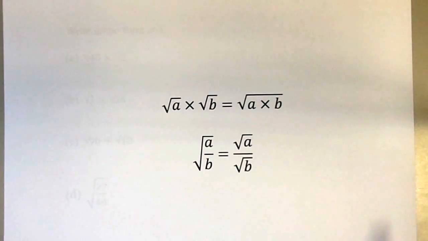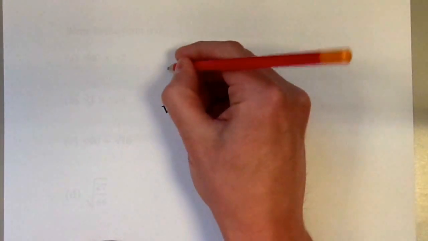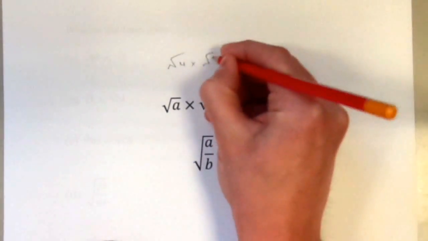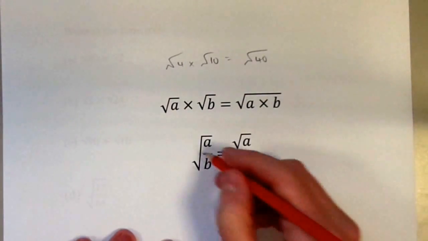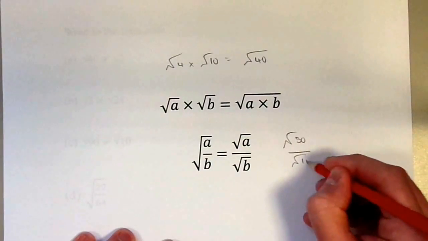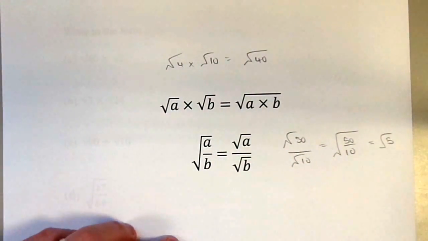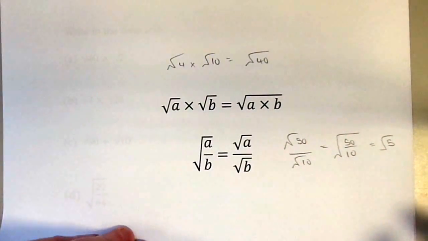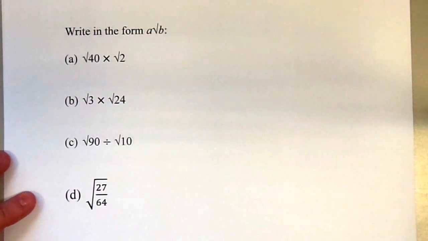Just like indices, there are certain rules that allow you to manipulate and to simplify surds, so that when you're calculating with them, you can transfer them into easier versions. This rule, for example, root 4 times root 10 is the same as root 40. So all that means, this rule, root 50 divided by root 10 is the same as root of 50 over 10, so that's the same as root 5. That's what those two rules mean. And we can use that fact to simplify. Have a look at these examples.